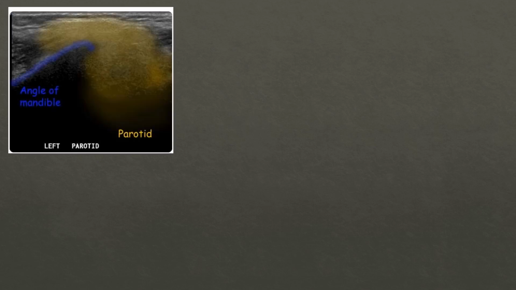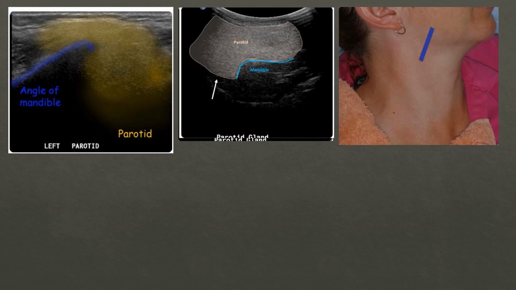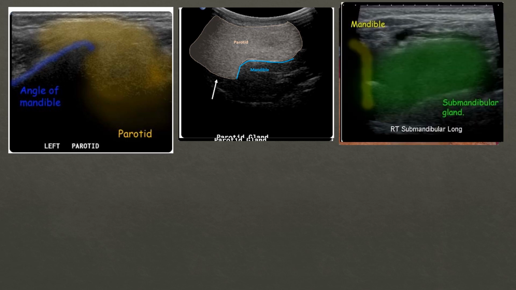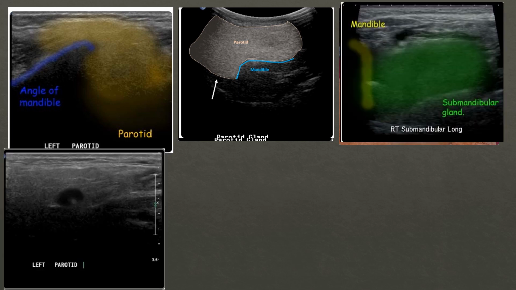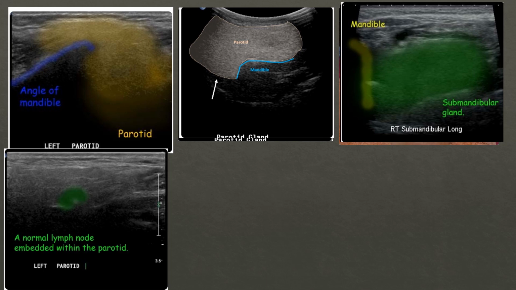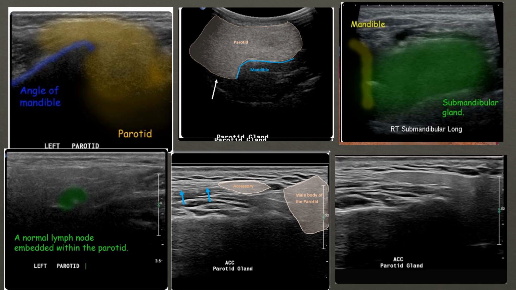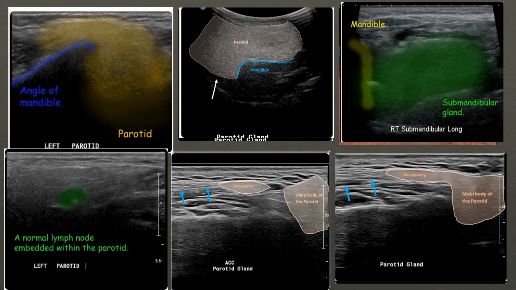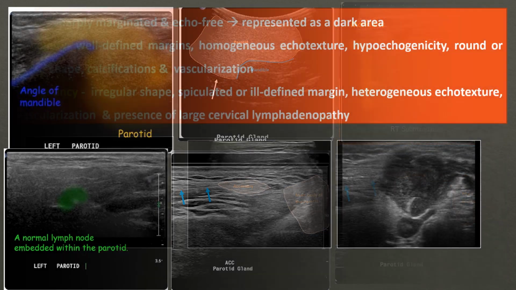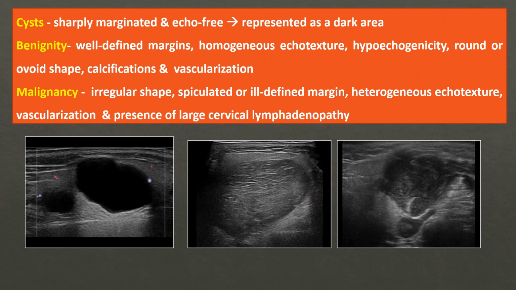So this is the diagram which depicts the normal parotid in the ultrasonogram. Again the parotid. This is the plane in which the submandibular salivary gland should be palpated, and the gland is highlighted here. This is the parotid gland where a normal lymph node is embedded within it. This is the parotid and the accessory parotid, and you can also see the blue arrows mark the duct. And here we can very well appreciate the isthmus connecting the accessory and the main body of the parotid.